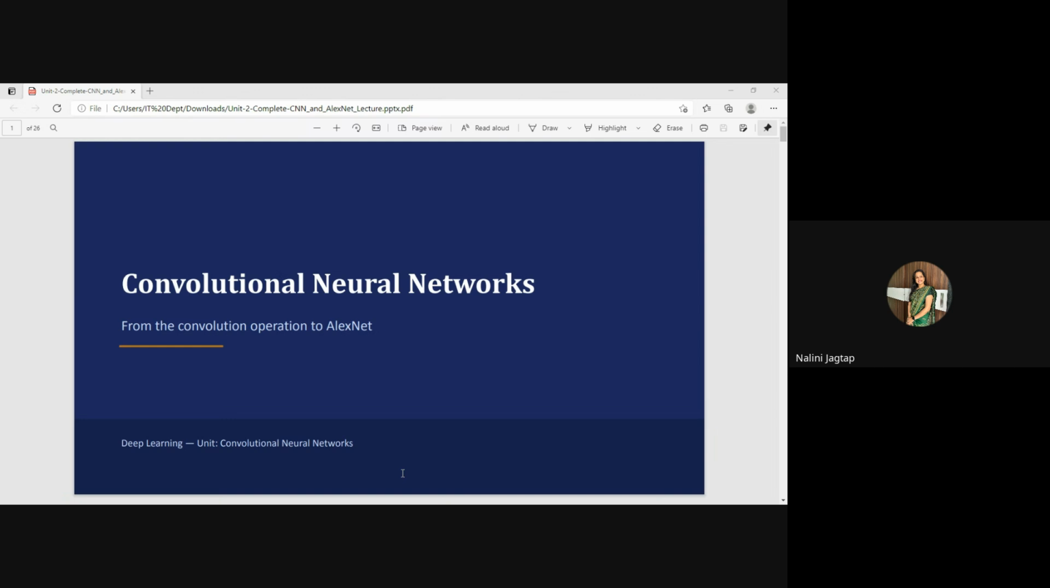Okay, so good morning. Today we are going to build up our convolutional neural network from first principles, starting with the basic convolution operation and ending with AlexNet. That is all the content of Unit 2. By the end of this complete unit, we will be able to explain not just what the concept is, but why it is needed and how every idea evolved.